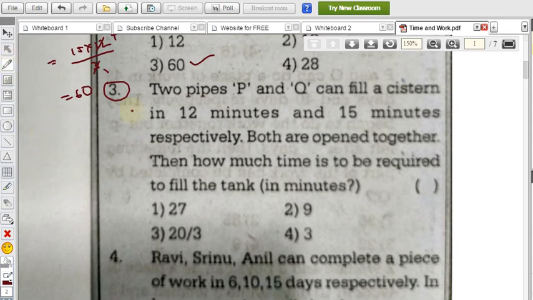So this is also the same as the previous formula, we can take. That is P into Q by P plus Q. So it works even for pipes and cisterns, the same concept, because they are open together. Then 12 into 15 by 12 plus 15.